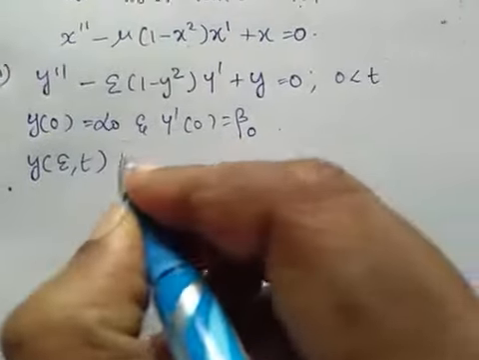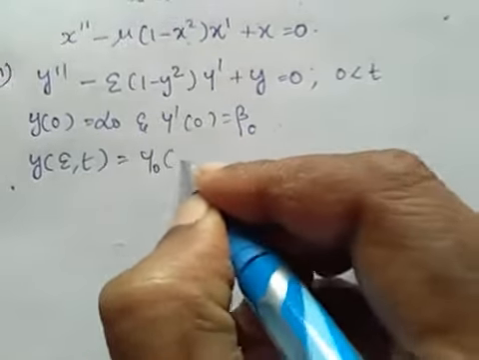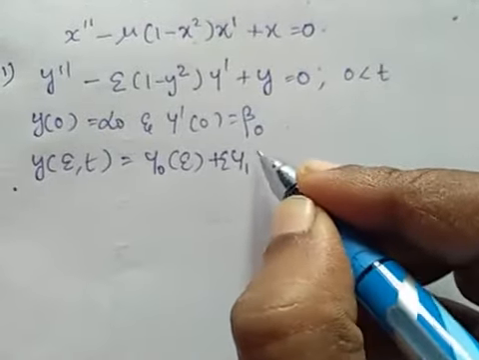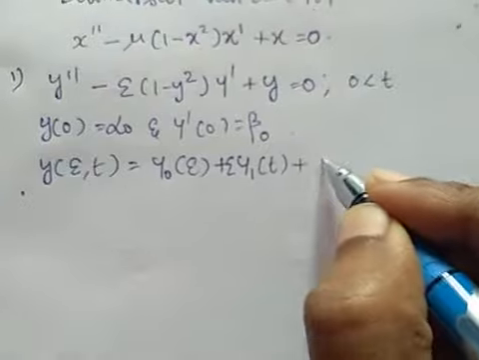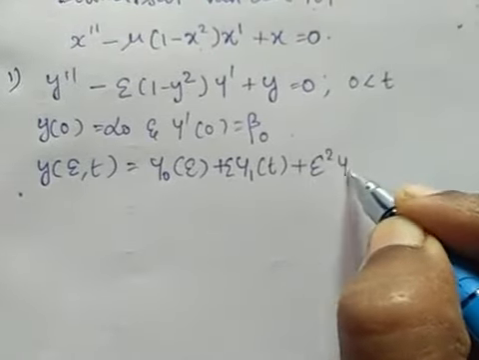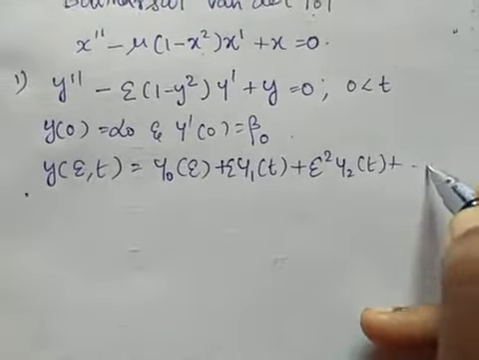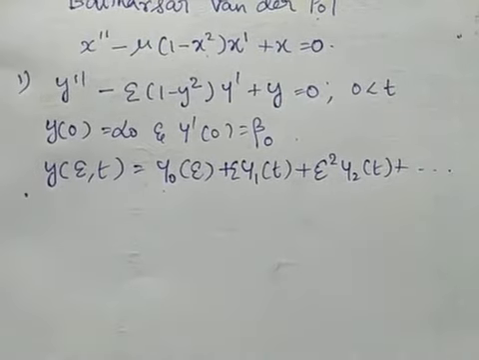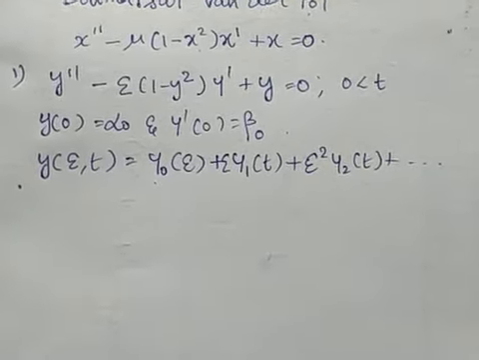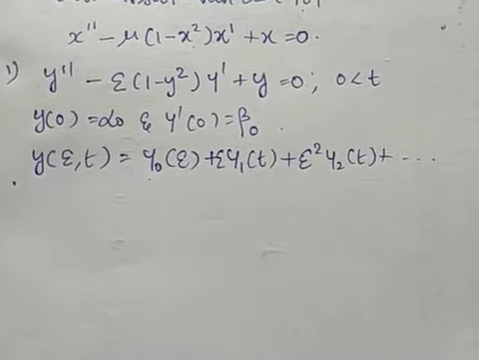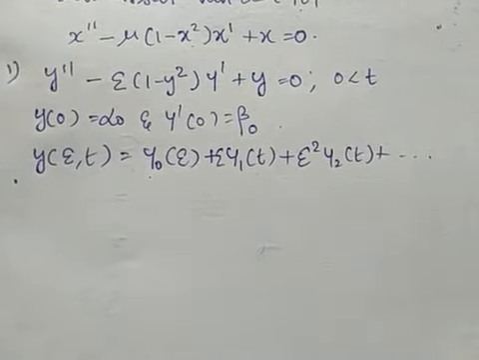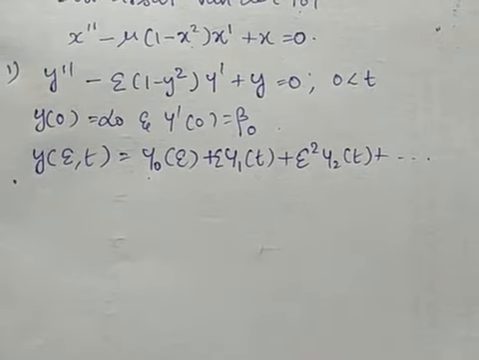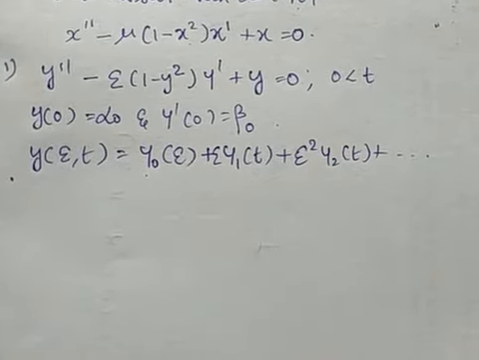We know how to write the expansion for the solution using the perturbation method. y of epsilon is equal to y0 of t plus epsilon into y1 of t plus epsilon square y2 of t, etc. Here we have to find y0, y1 and y2, which give the first three terms of the perturbation solution. Since we have solved a few problems already, I will not write all these steps in detail.